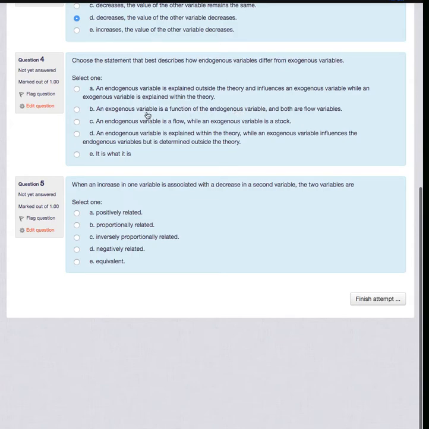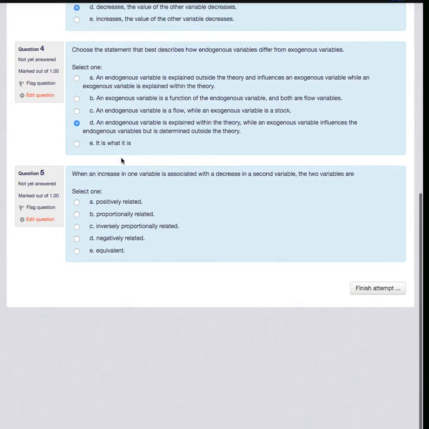The dependent variable depends on it. So exogenous and endogenous, if you remember independent, dependent, depending on what baseline you have in mathematics before, just put independent here, and you'll see it doesn't make any sense. An endogenous variable is a flow, while an exogenous variable is a stock. This would be more technical in dynamics, and once again, this would not be the case. We're looking at one-time effects or long-term effects. An endogenous variable is explained within the theory, while an exogenous variable influences the endogenous variables but is determined outside the theory. So here we're going outside the theory, and it influences the endogenous variables. Obviously the right answer.